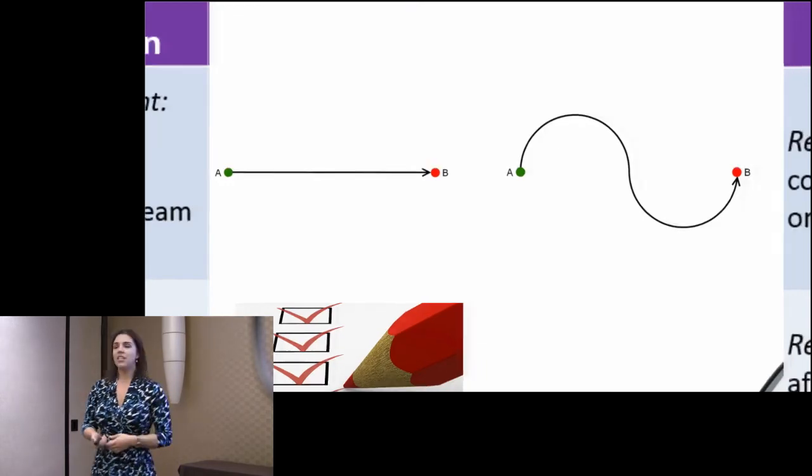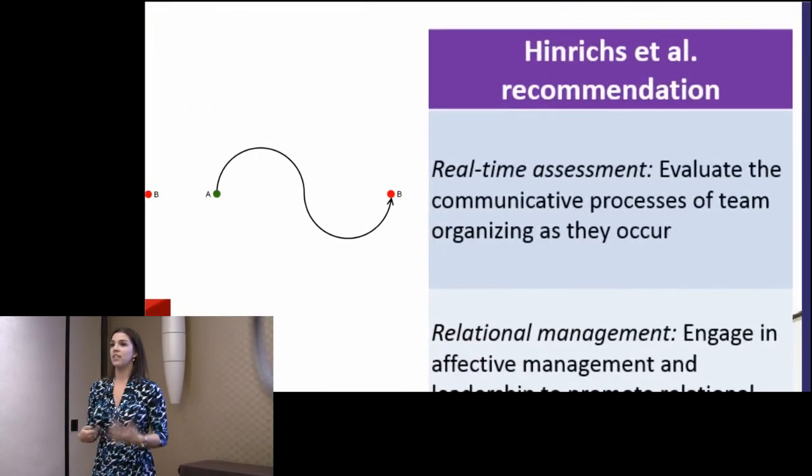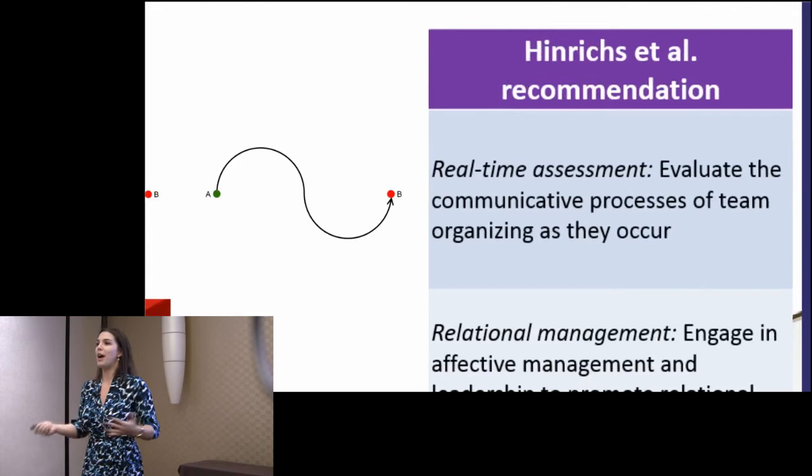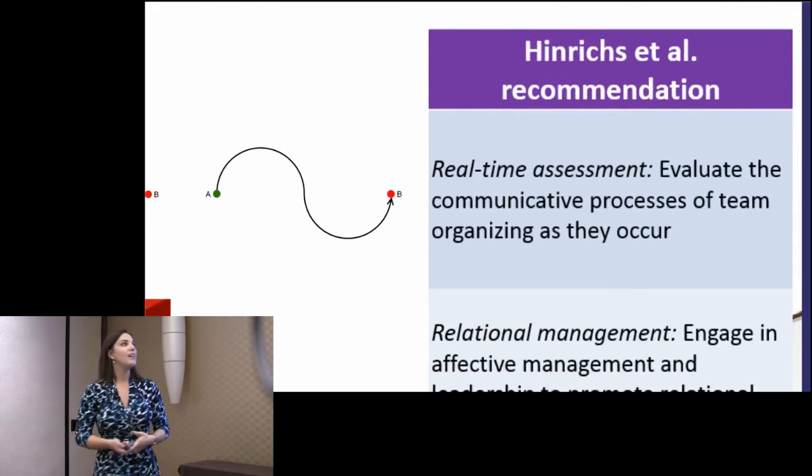So one of the recommendations that we make in the report is more real-time assessment, more ongoing iterative assessment, rather than just a once-a-year survey of, you know, how are we doing, how do you think you're doing, but understanding communicative processes of teams on a day-to-day basis. How do people relate to each other? How do they communicate? We can't just look pre and post. We need to understand what happens in between.